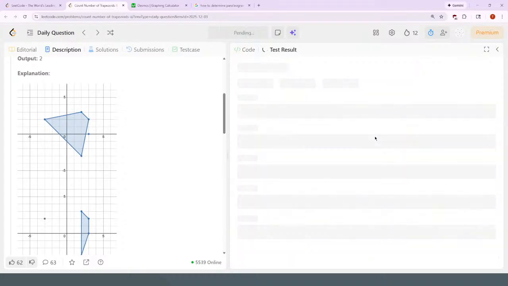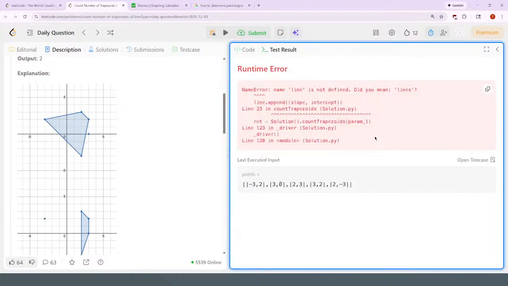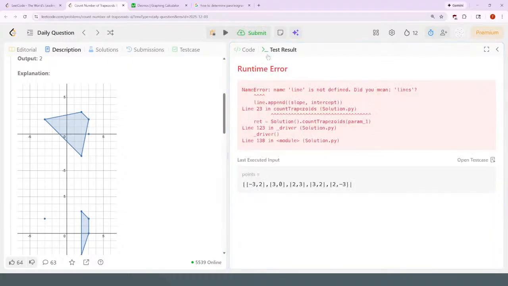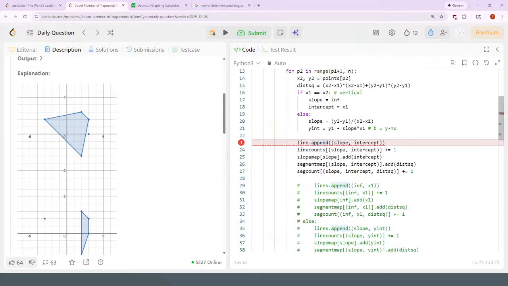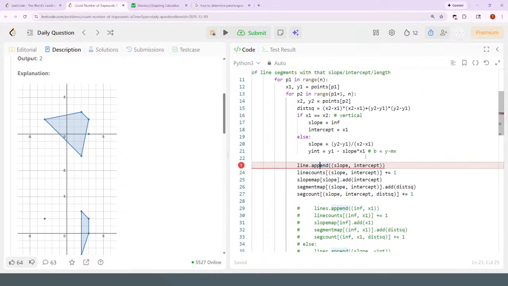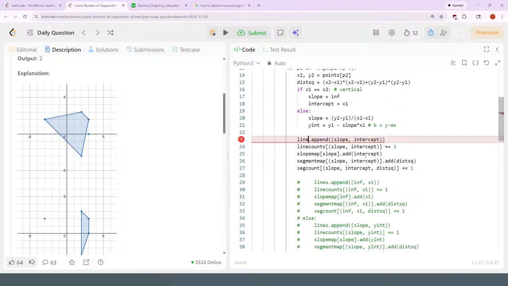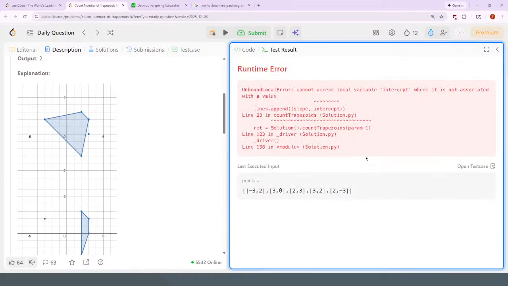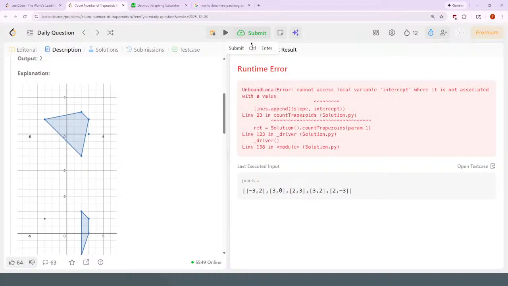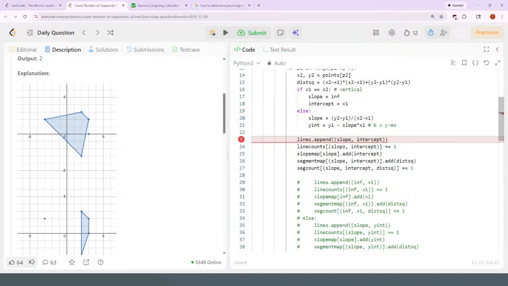Okay. Lines or line? To be or not to be plural? That is the question. This should be lines. Intercept misspelled or just not declared? Alright, this is y-intercept.